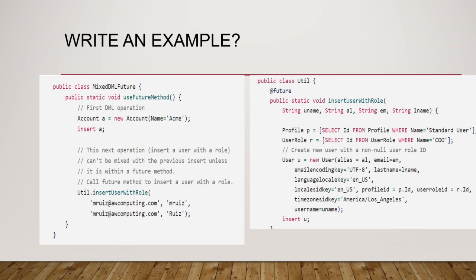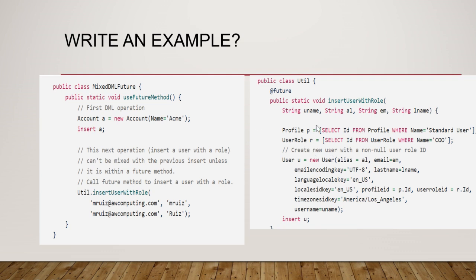So let's take a look at an example. I have a util class here. Let's look at the first main method over here, which is the normal method, mixed DML future. First I'm creating a new account. After I create this new account, I want to insert a user with a role, right? Here I create a new account and insert the account, which is fine. But now I don't want to do the user part here. So for the user part, I'm going to call a method called util.insertUserWithRole, and I'm passing some parameters. Here, if you see, it is annotated with @future, and here I'm taking the parameters.